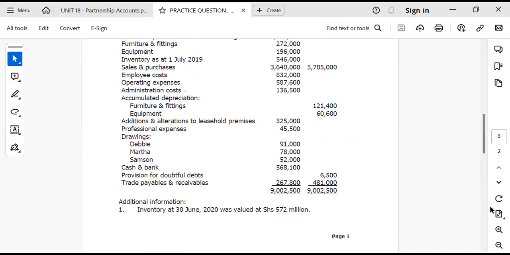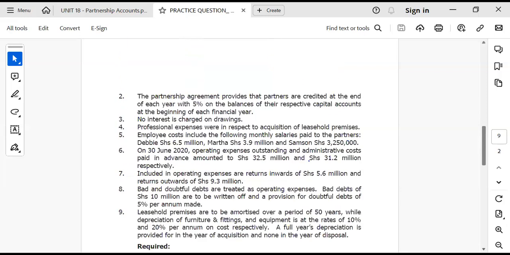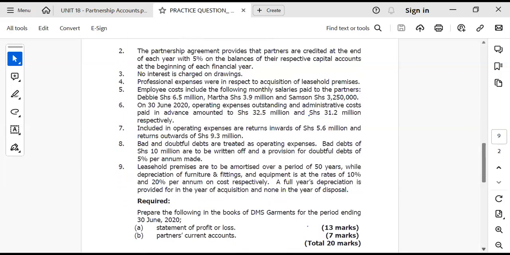So let's look at what the notes have to say about this addition and alteration. They're telling us, first of all, leasehold is to be amortized over a period of 50 years. That means that the useful life of this lease is 50 years. I saw another note here somewhere. There was money that was used to get a lease permit, or professional expenses, in respect to acquisition of leasehold premises.